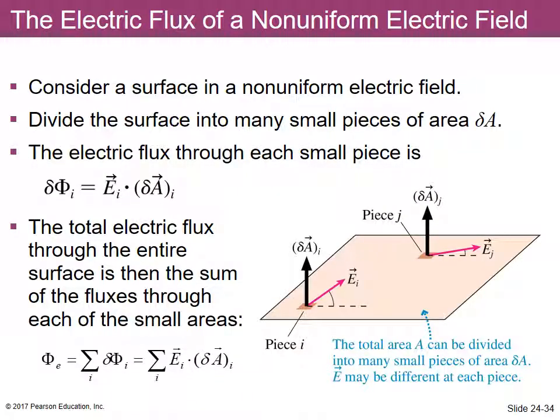Consider a surface in a non-uniform electric field. Divide the surface into many small pieces of area delta A. The electric flux through each small piece is the electric field at that piece times the surface area. The total electric flux through the entire surface is then the sum of the fluxes through each of the small areas.